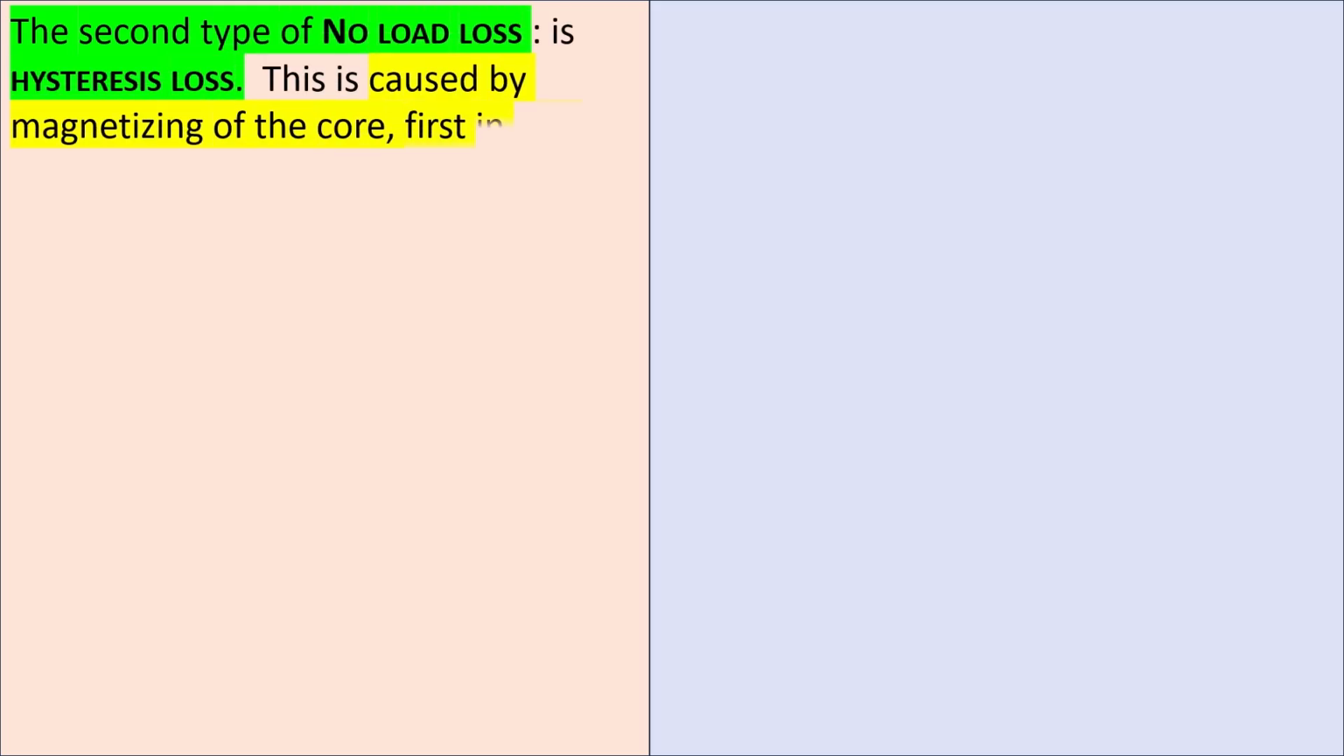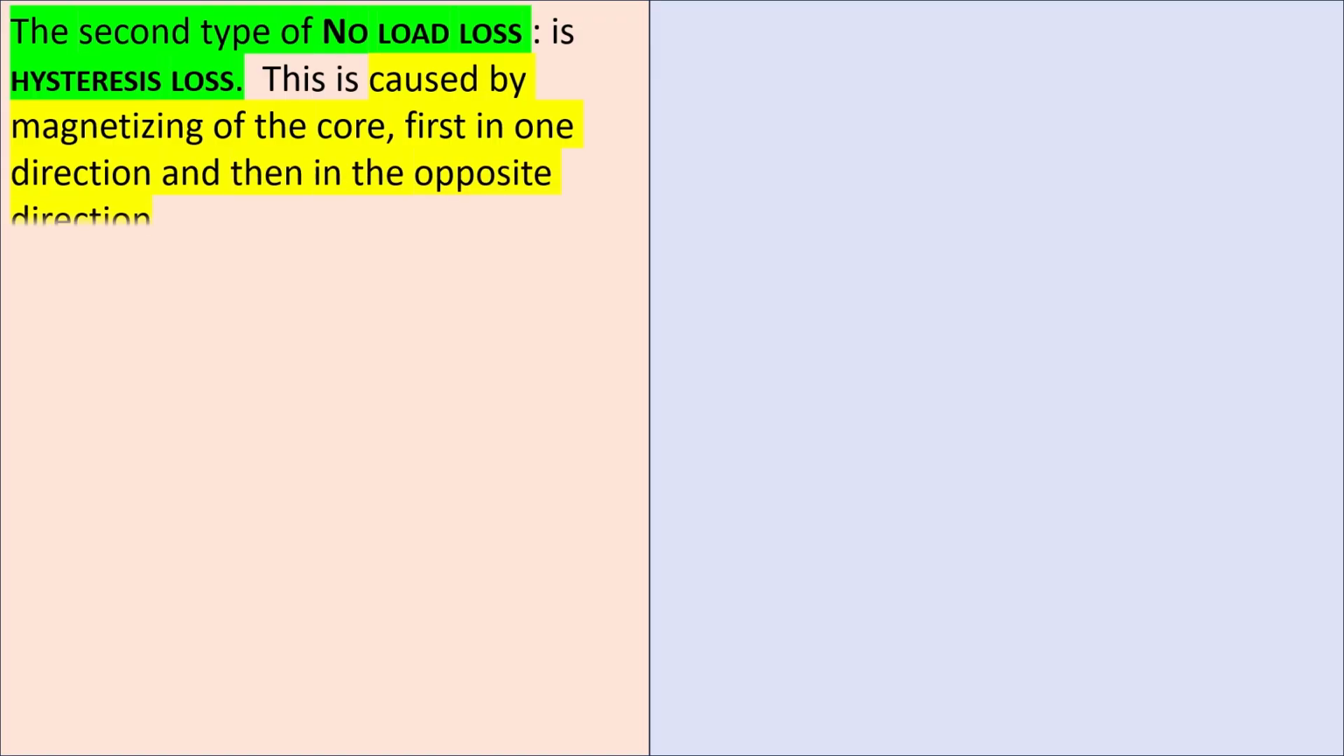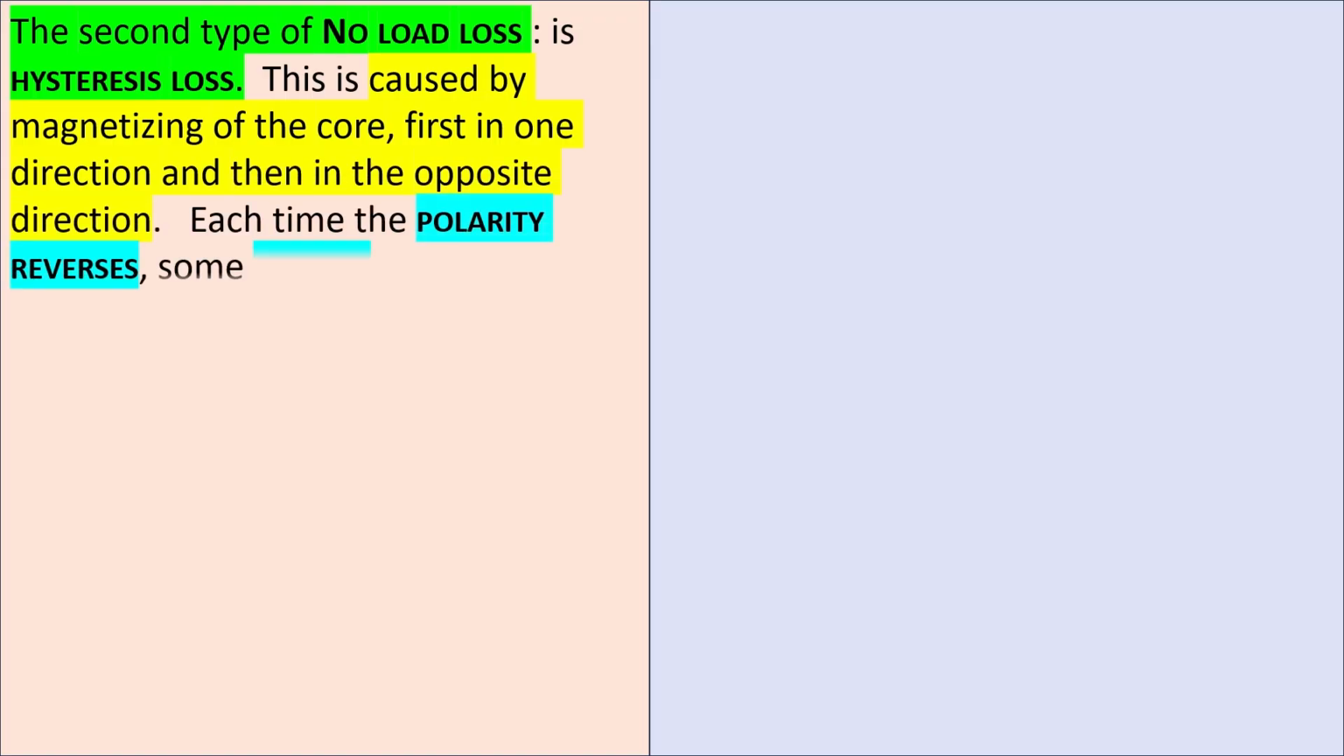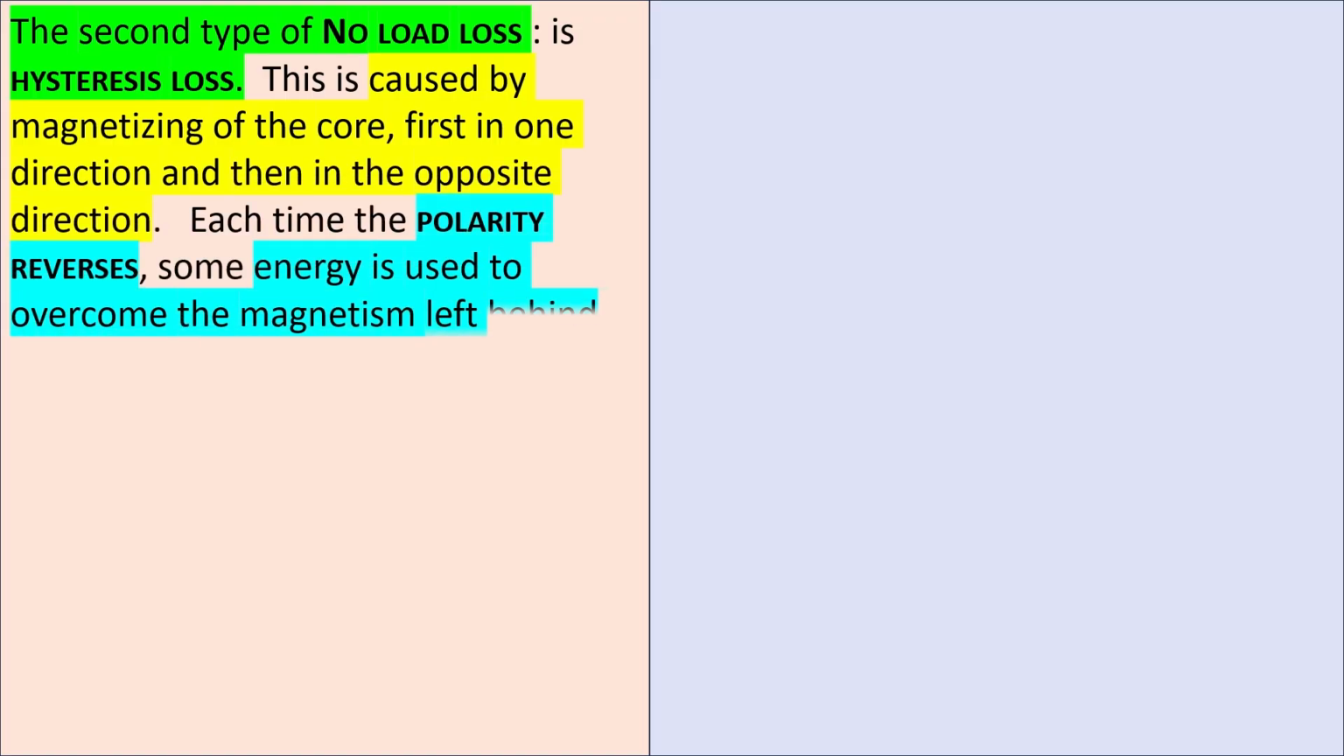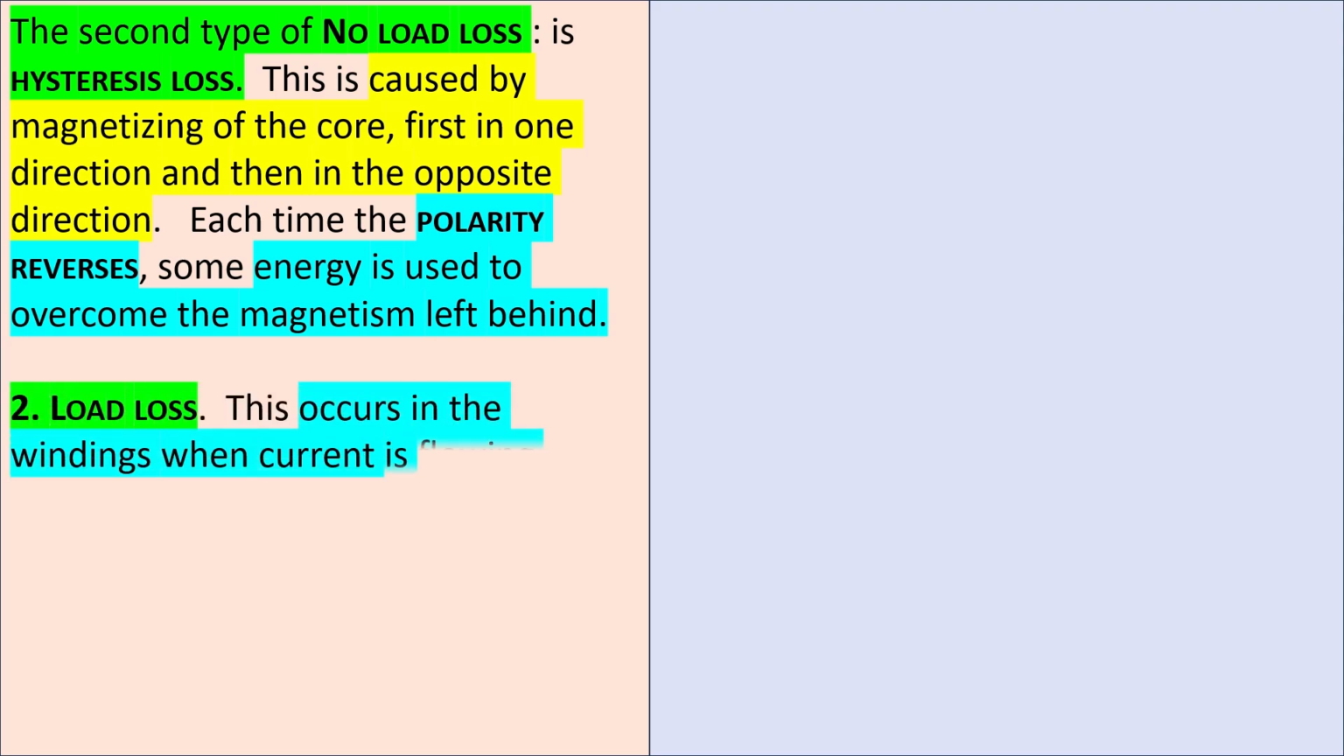The second type of no load loss is hysteresis loss. This is caused by magnetizing of the core, first in one direction and then in the opposite direction. Each time the polarity reverses, some energy is used to overcome the magnetism left behind.